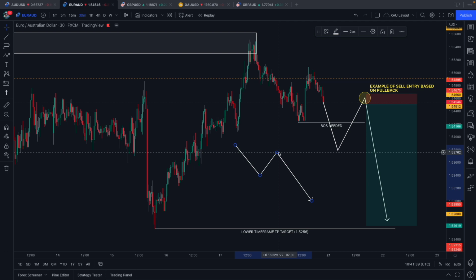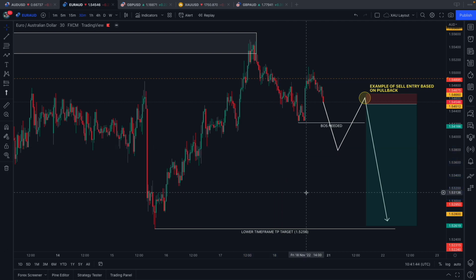Therefore, we can look to get involved on the next corrective wave, giving us the opportunity to get in on a refined entry. So this is exactly what this path is here. We'd have a break of structure, creating a new lower low, this being a lower high to this high here. We would then look for the next lower high. Once that lower high has been created, we can then look to get involved.